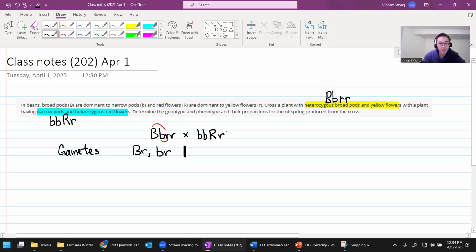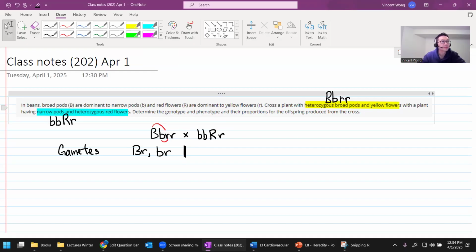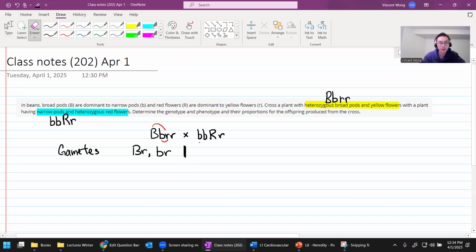What would be the gametes for the second plant? Let's take a look here. Anybody want to tell me the gametes for the second plant? Small b, big R. Very good. There's small b, big R, and small b, small r, right? There we go. Now if we do it again, it's going to be the same two things, so there's no need to repeat it. Right?